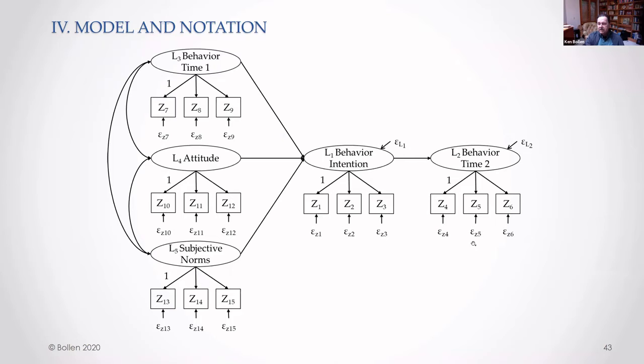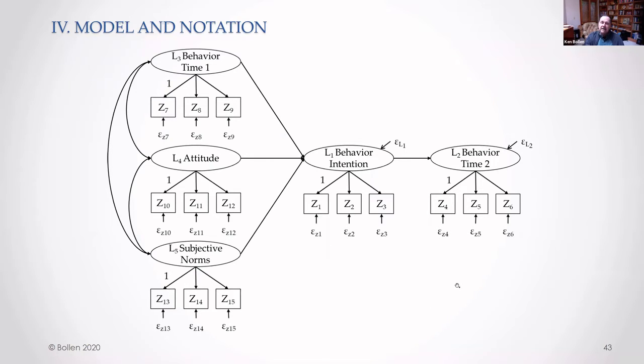Now, another class of endogenous variables are these Z variables. All the Z's here are measures, they're indicators of these different latent variables. So they're endogenous because they depend on the respective latent variables. Z7, 8, and 9, these are measures of behavior at time 1. Z10 through 12, measures of attitude at this point right here.